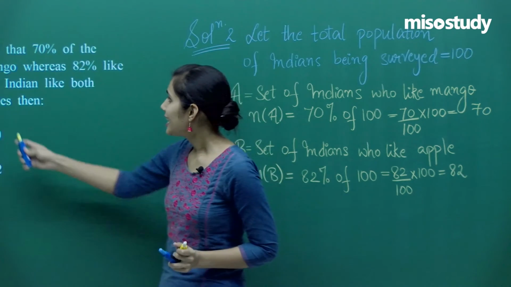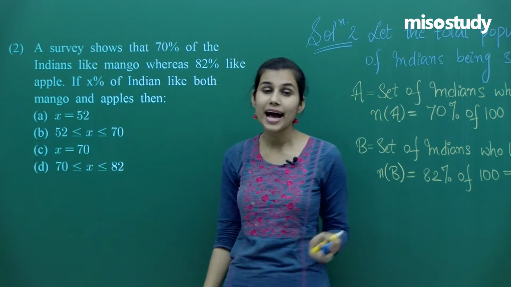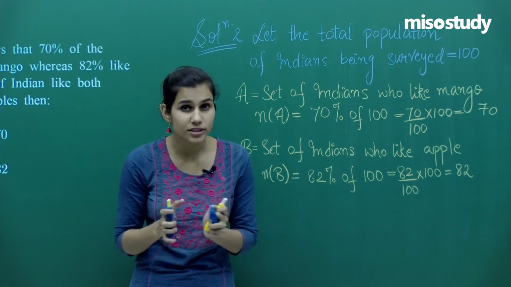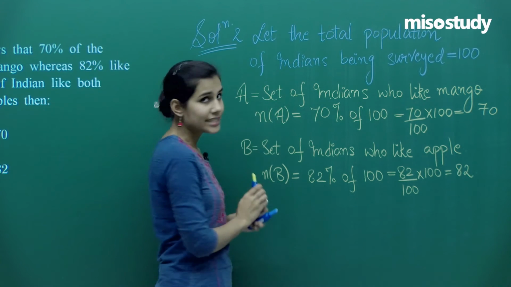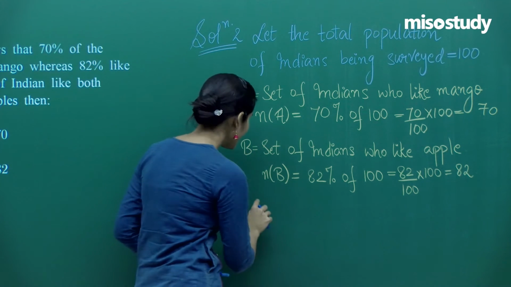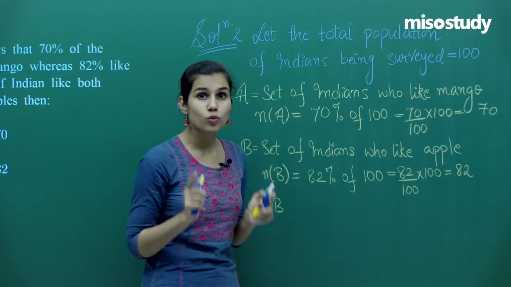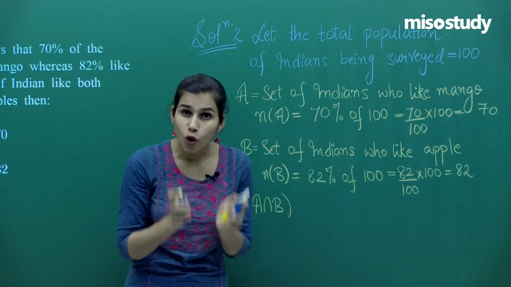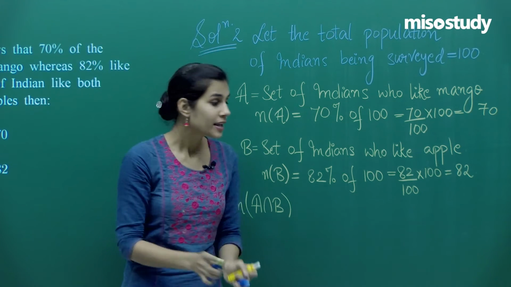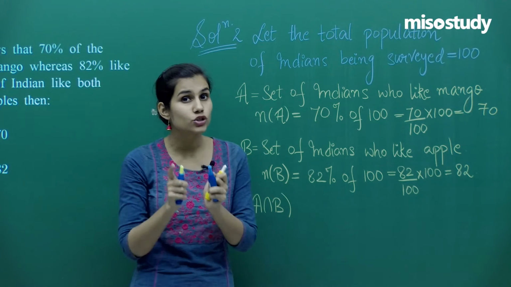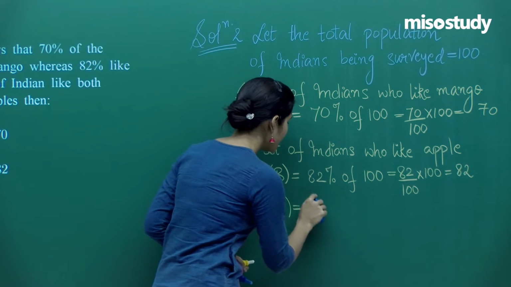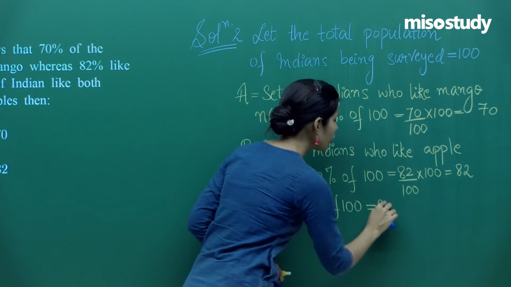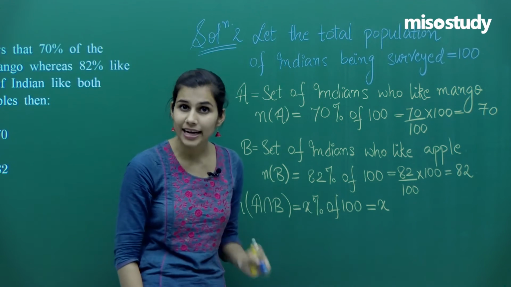After that, they say that X% of the Indians like both mango and apple. That means X% is the number of Indians out of the total Indians who are sitting inside both set A and set B. That means A intersection B is what is referred in the question, and number of members in A intersection B are those Indians who like both mango and apple. And this number is given to be X% of the total population. So this is X% of 100, and by the very similar format, you get this equal to X. This is what you have to find out.